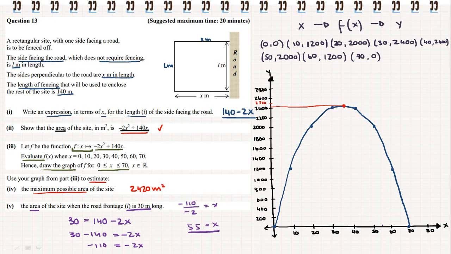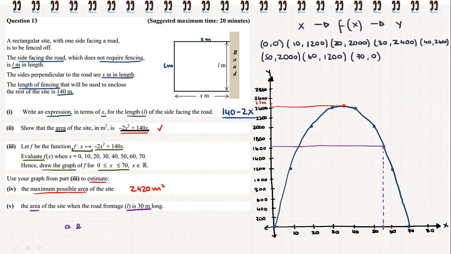So we go to 55 on our x. We go up to our graph. When the line hits the graph, then we go over to our y-axis. So again, it's just above 1,600 meters squared. So we'll say the area is equal to 1,620 meters squared.